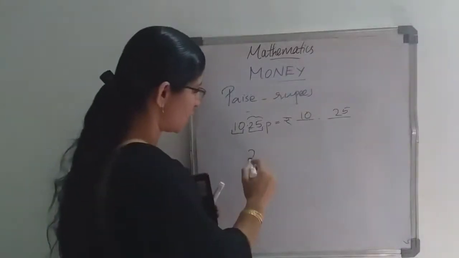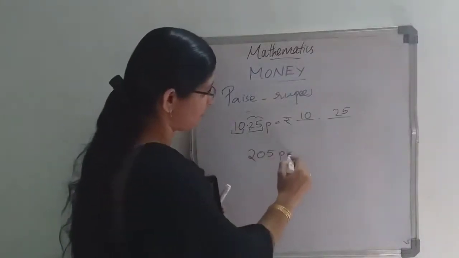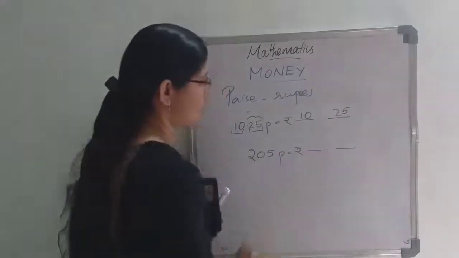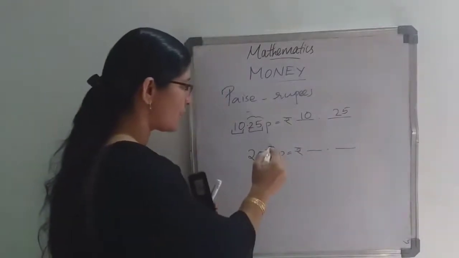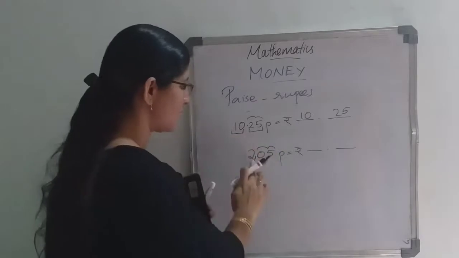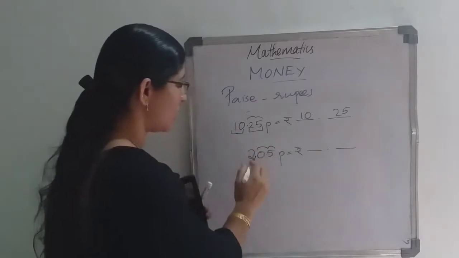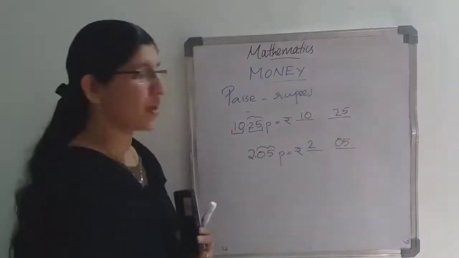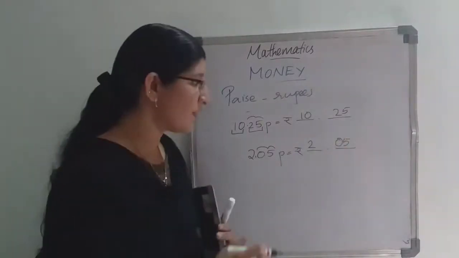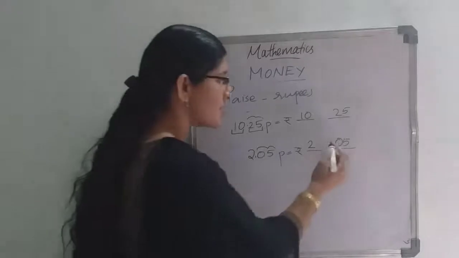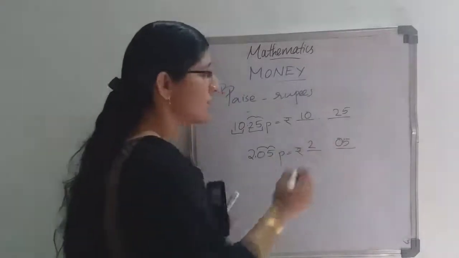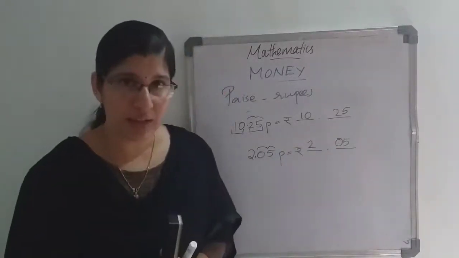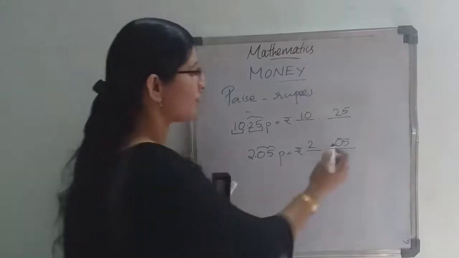Clear? If it is 205 paisa, how many rupees and how many paisa? After 2 digits from the ones place you have to insert the dot. Then 2 rupees, and if it is 05 you have to write 05, not put 5. If it is 5, that means 50. You have to insert 05. Whenever 0 is there you have to insert that 0. Clear? So it is 5 paisa.